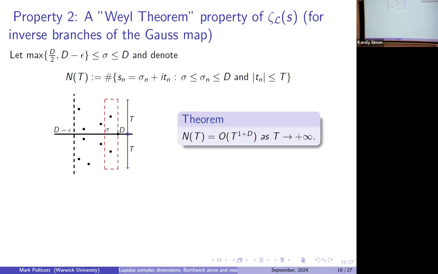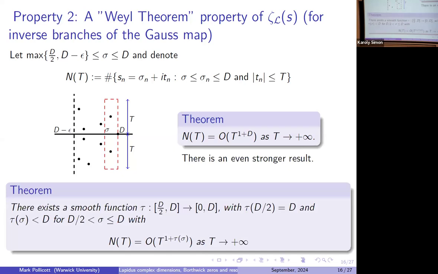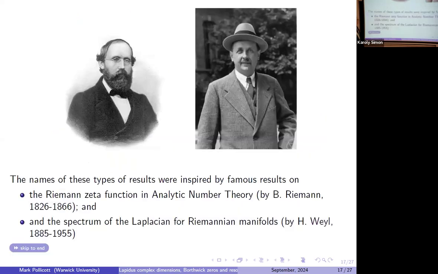So it's just another property of these zeta functions. And there's a more complicated theorem which says that you can in fact reduce D as you go further to the left. But since it's kind of hard to take in, let's not linger on that.